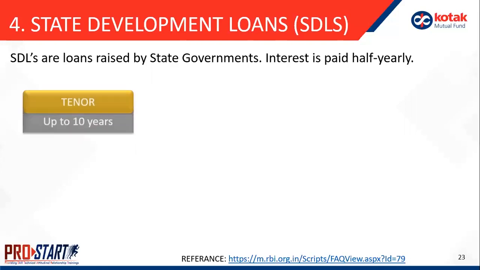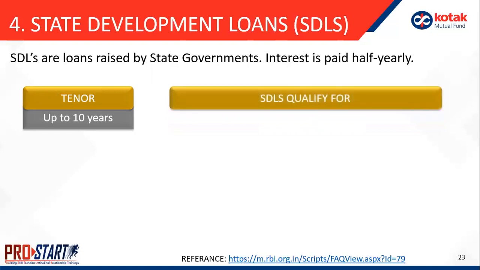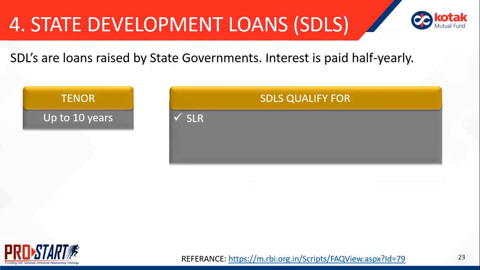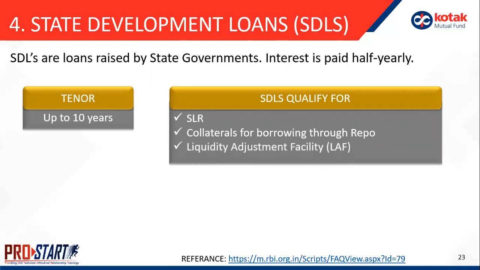SDLs are dated securities which are issued like T-bills. The instruments are generally issued for maturities up to 10 years. SDLs qualify for a lot of things, which includes they can be used for SLR, that is statutory liquidity ratio, which needs to be maintained by the banks. They can also be used as collaterals for borrowings through repo, and they are a part of LAF, or the liquidity adjustment facility.